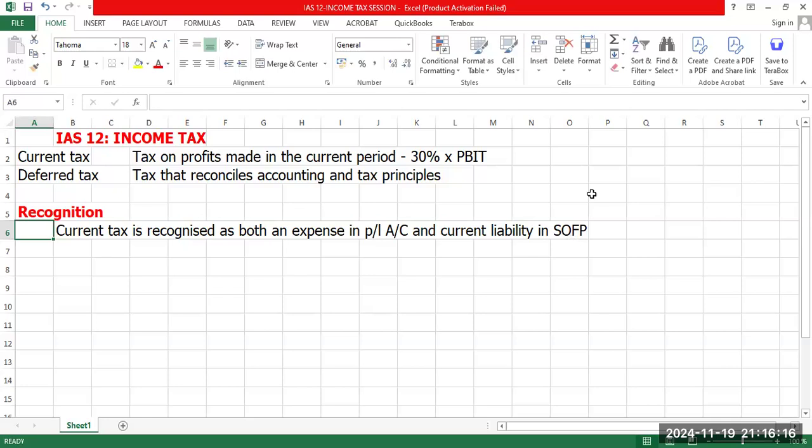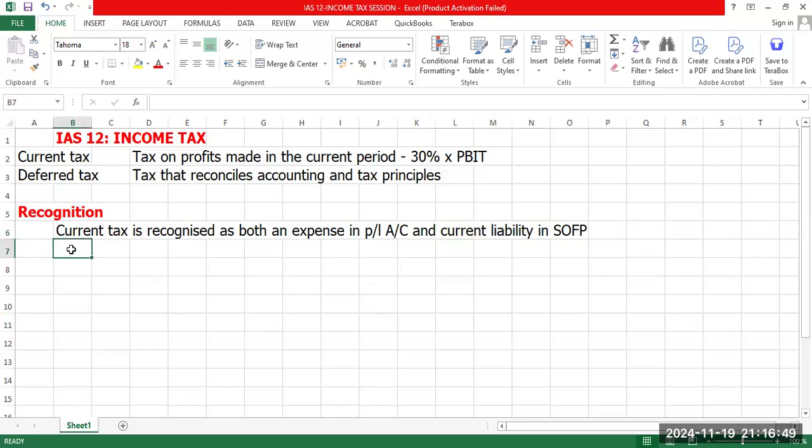And why are you taking it to current liability in the balance sheet? That is in the situation where as a company you have not paid the tax during the year. You have prepared everything, you have computed the tax, but that tax for the current year is not yet paid. Because it is not yet paid, it will appear in your current liabilities under the balance sheet.